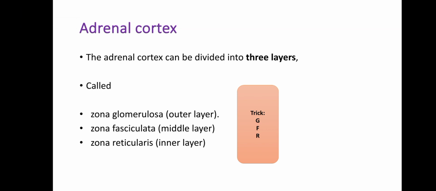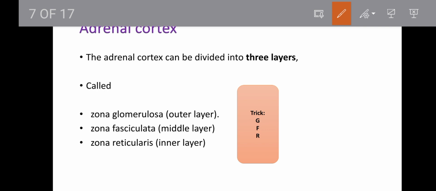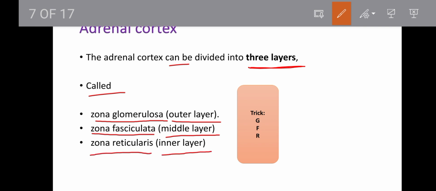Adrenal cortex. Adrenal cortex can be divided into three layers called zona glomerulosa, which is the outer layer, zona fasciculata, which is the middle layer, and zona reticularis, which is the inner layer. Zona glomerulosa, fasciculata, and reticularis. So the trick to remember the layers of adrenal cortex is GFR. G is for zona glomerulosa, F for fasciculata, and R for reticularis. Remember, glomerulosa is the outer layer.